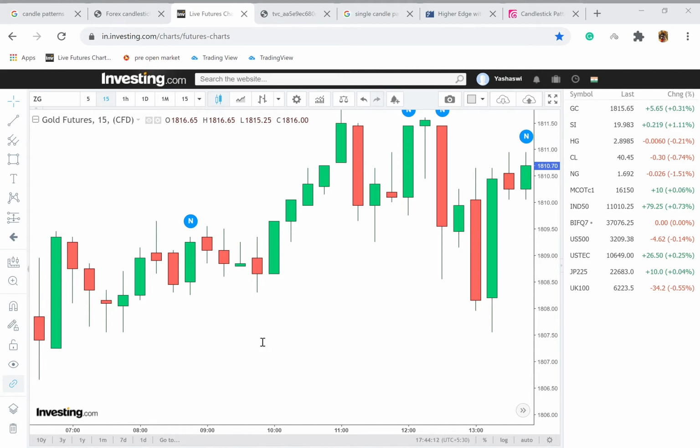This is called a body and this is called a wick. There are two wicks here. Wicks are optional, and in the body the open is here and the close is here. The highest point it reached is here, and the lowest point here. When the open is lower and the close is higher, it is called a bullish candle, whereas when it opened at a higher price and closed at a lower price, it is called a bearish candle.